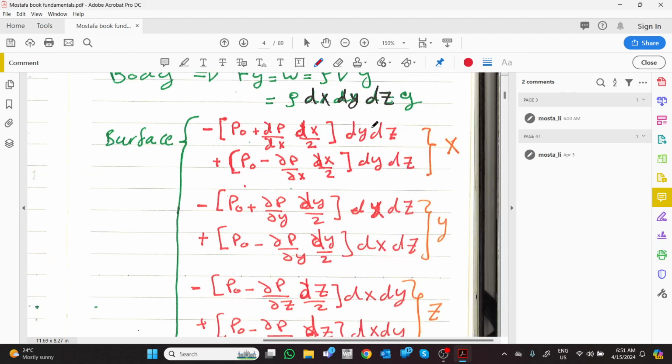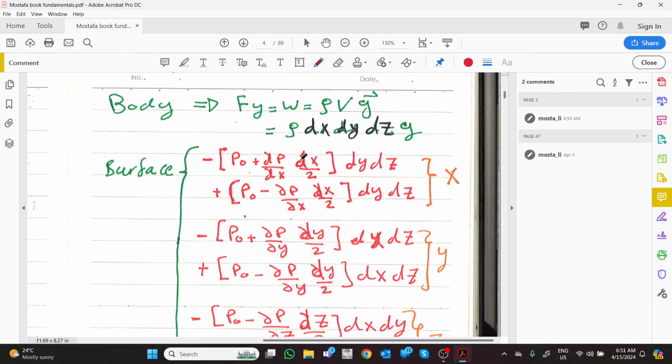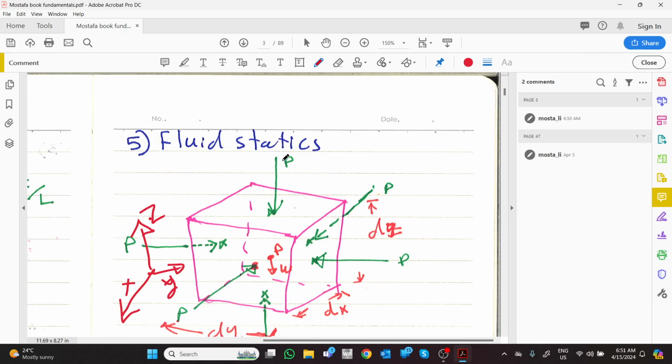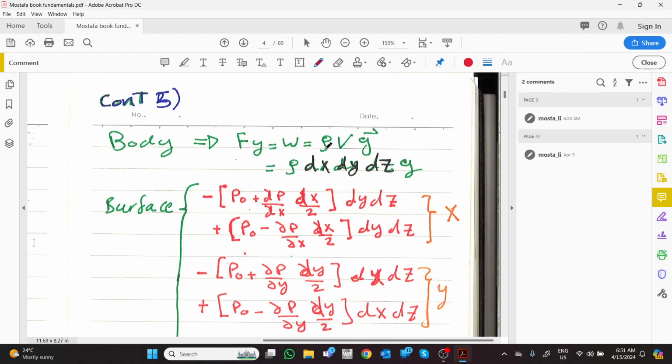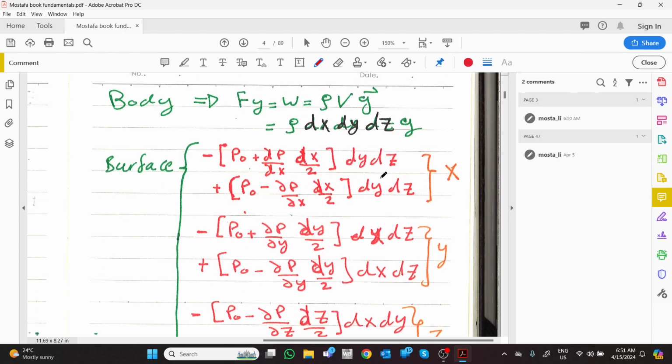I will take the x one body force. We agreed it is only in the center. Let's close it. We know the body force is in the center, the weight of the water or the weight of whatever this fluid is. So it is rho v g, we know it, and we know v is dx dy dz. So the body force, which is at the center, we do not need to shift it. It is rho dx dy dz g. In the x direction, I will take it one by one.